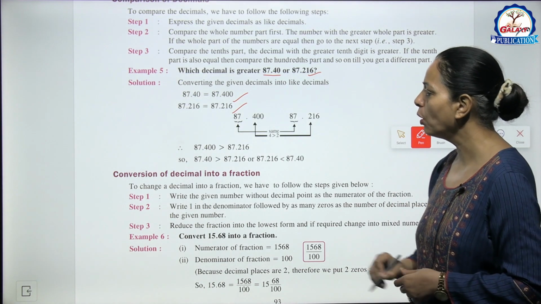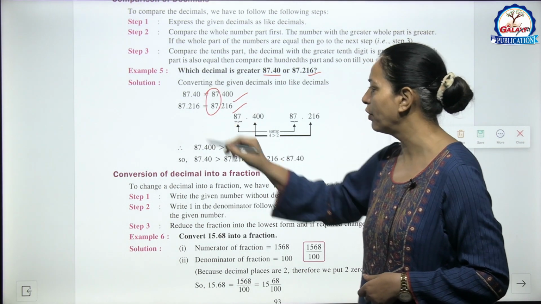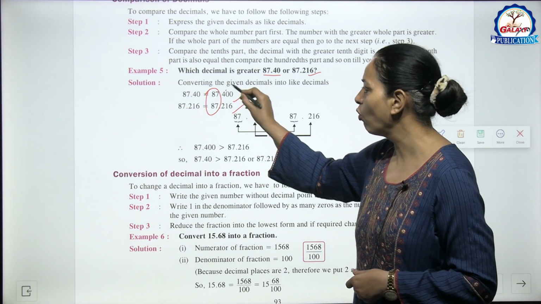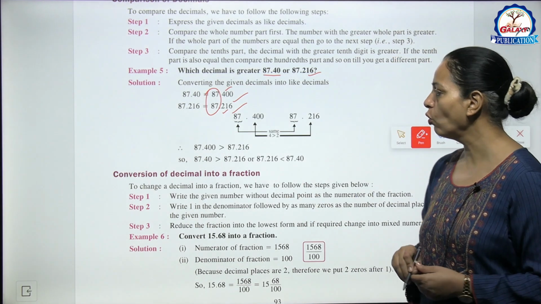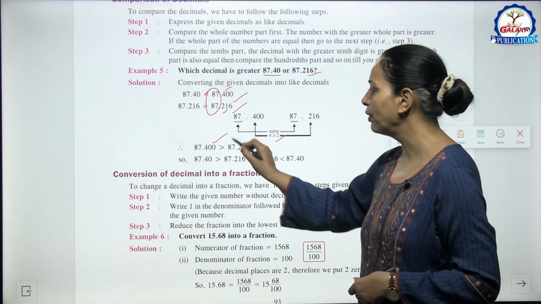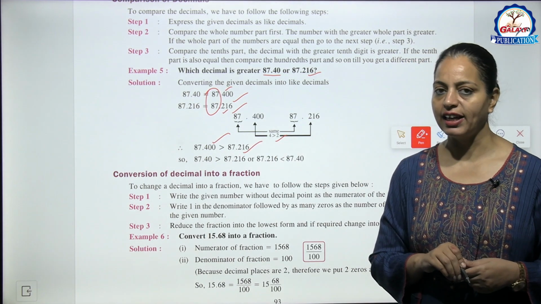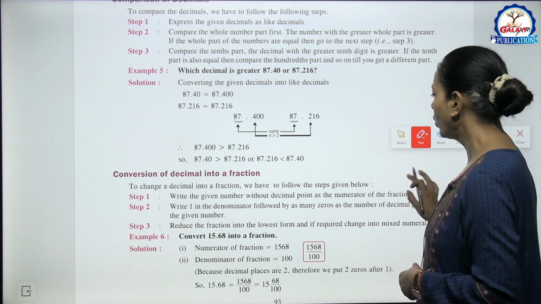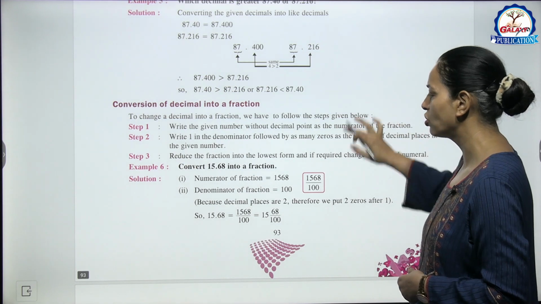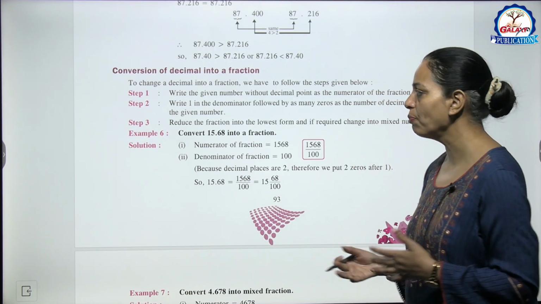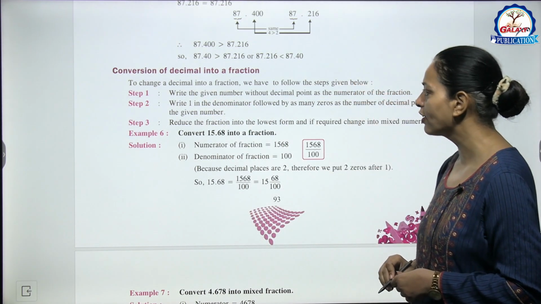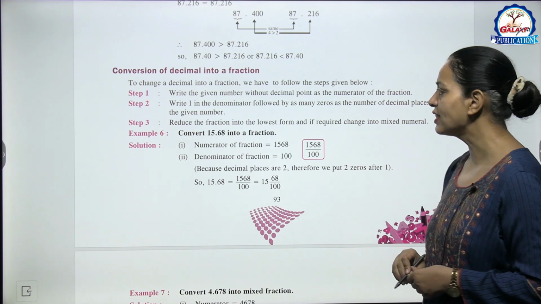Now compare whole parts, 87, 87, both are same. Now compare 10th part. This is 4, this is 2. So 4 is greater than 2. That's why the first number is greater than the second number. Very simple. Okay, now the next, conversion of decimal into a fraction. किसी डेसिमल को फ्रैक्शन में कैसे चेंज करते हैं? वेरी सिंपल. To change a decimal into a fraction we have to follow these steps.